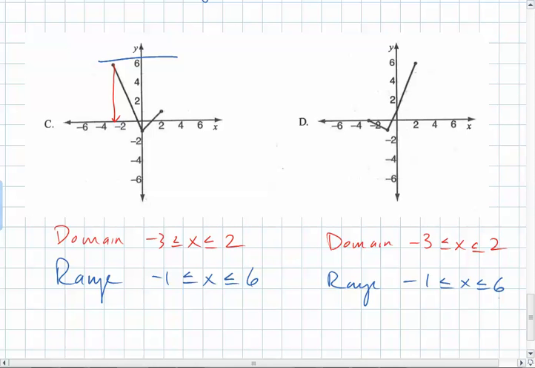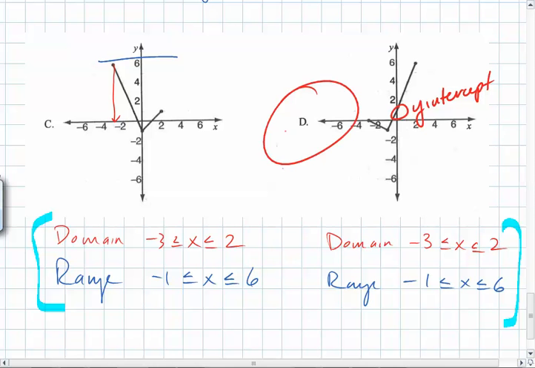Because of the y-intercept. So both of these fit the domain and range, but then it says the y-intercept has to be what? 1. That's the y-intercept. So which one is it? Here, what's the y-intercept? 0, comma, negative 1. We want it to be positive 1. So you can do this by process of elimination.